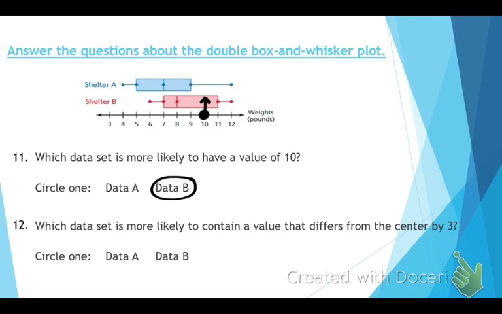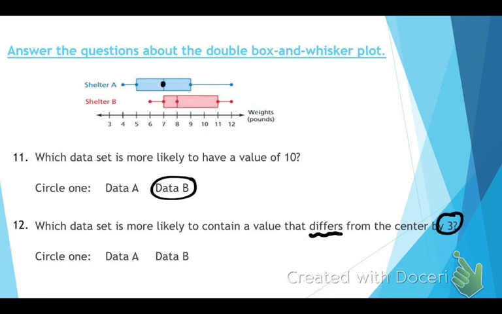One final question for today. Which data set is more likely to contain a value that differs from the center by 3? Guys, help me out. What does it mean to differ from the center? So subtract, add, or like move. Okay, to like move, it means to be different by 3.